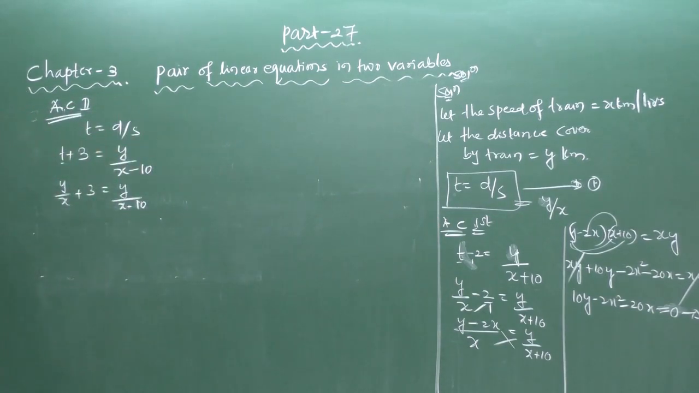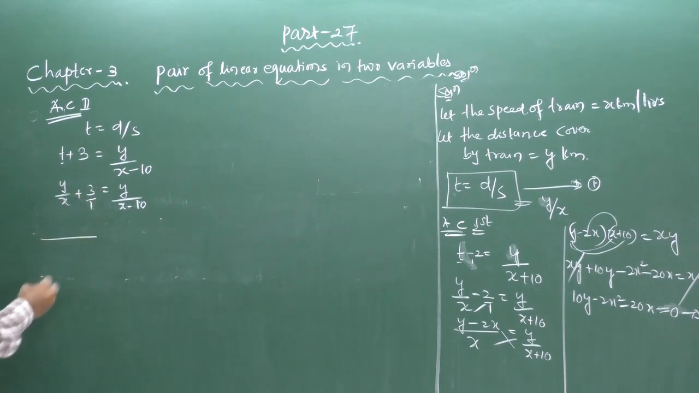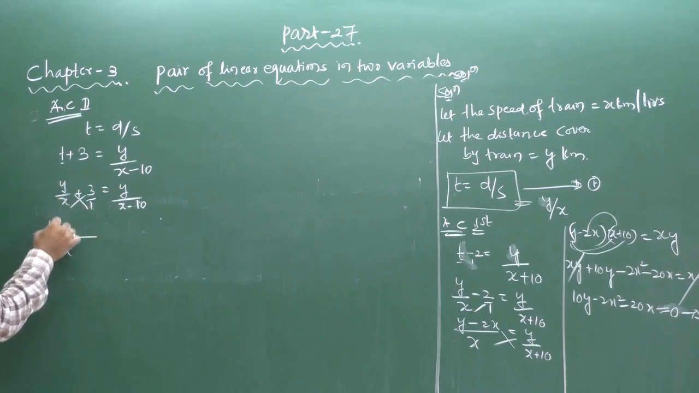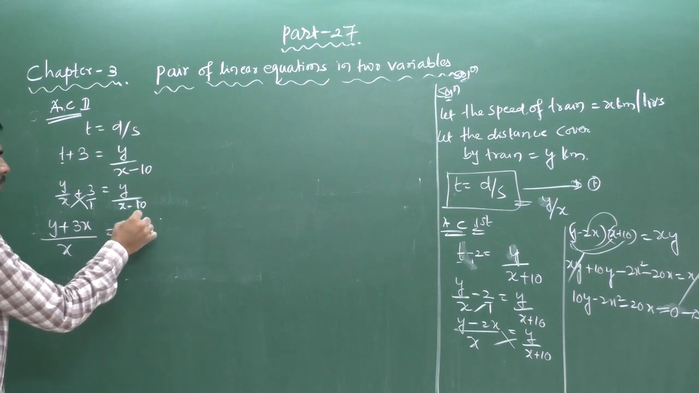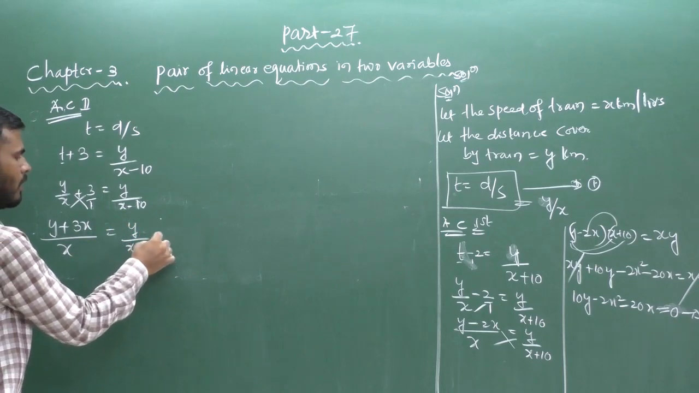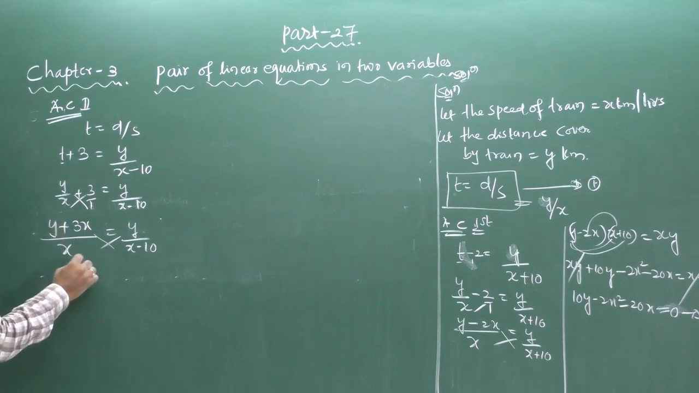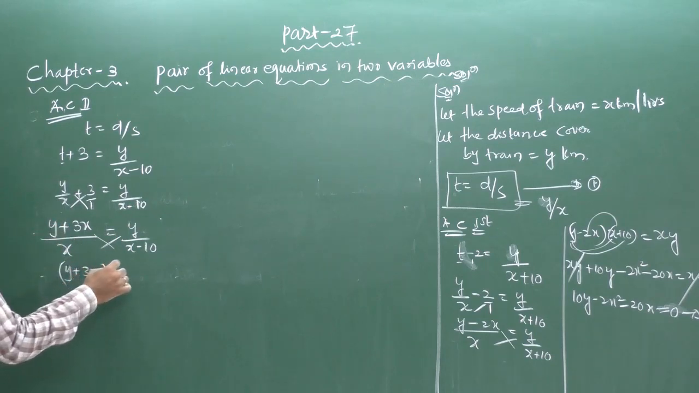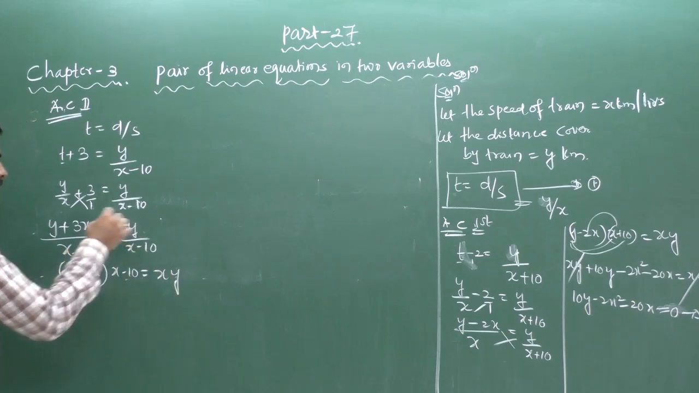Next step, you have to take the LCM. Here the LCM of 1 and x is x. Cross multiplication: y into 1 is y, x into 3 is 3x, equal to y divided by x minus 10. Again cross multiplication, so we get (y plus 3x) times (x minus 10) equal to x into y, that is xy.